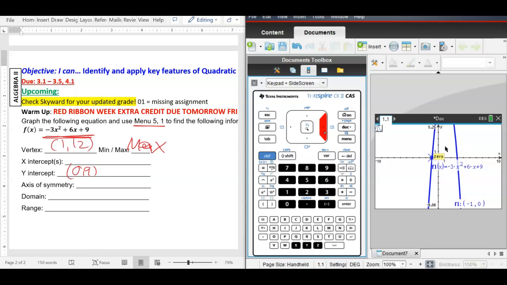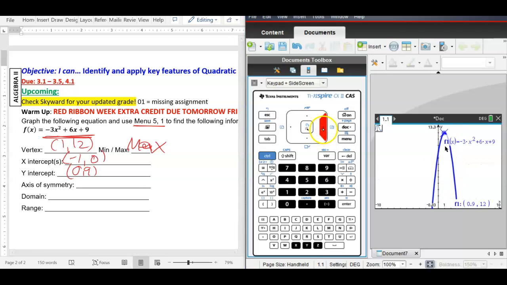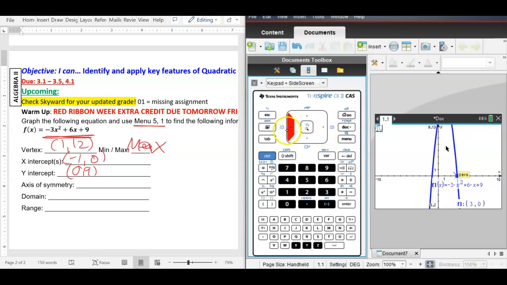So when it says 0, you know that means x-intercept. It's negative 1, 0, so you can write that down. And then what's the other root? I can go all the way to the right. And it is 3, 0. So you see how I have 2 x-intercepts. I got to put 2 separate coordinate points.